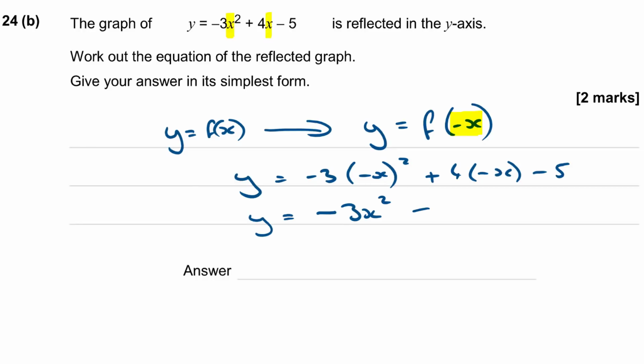4 times minus x is minus 4x and minus 5. Like that. That's my equation.